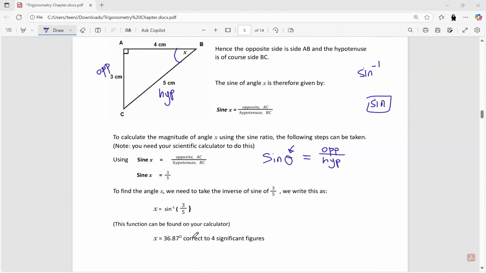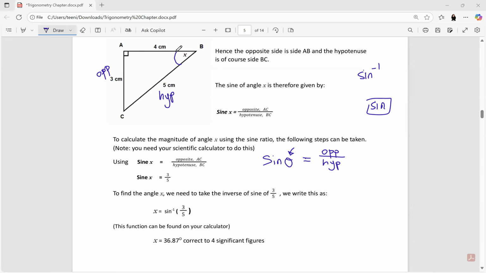So the first thing we do is identify the sides of the triangle, and then we determine which of the ratios we're going to use, whether sine, cos, or tan. So the angle is 36.87. And let me show you guys, it doesn't really matter which ratio you use in this triangle, because we have all three sides. In some triangles, we will not have all three sides, and you'll have to use the sides that are given to you to find the unknown angle. But in this one, we have all three sides, so you could have used cos or tan.